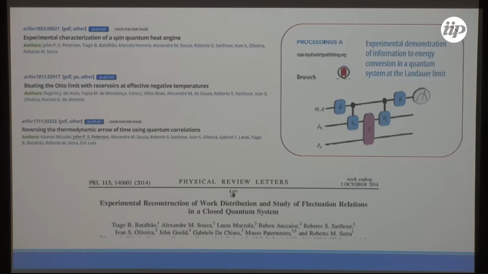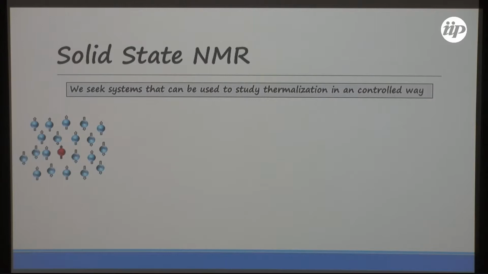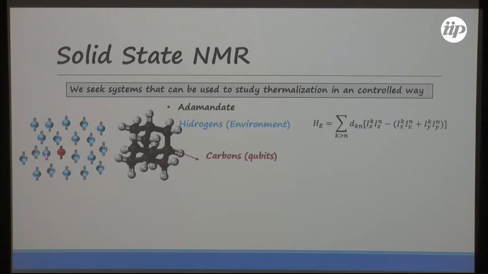But now we want to go further, and what we want here is to look for a system that can be used to study thermalization in a controlled way. So we want something like that: a qubit coupled to a bath of spins. You can find this kind of system in solid state NMR.